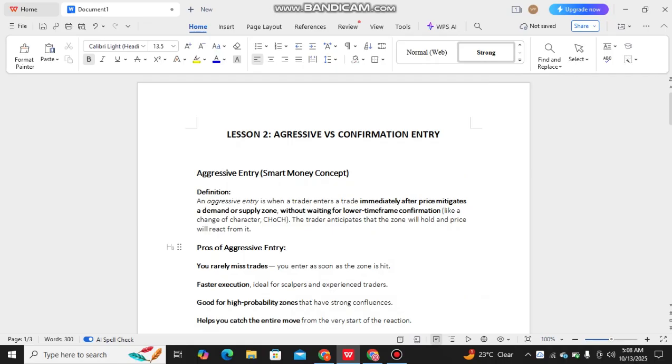So what is an aggressive entry? An aggressive entry simply is when a trader enters a trade immediately after price mitigates a demand or supply zone, without waiting for a lower time frame confirmation like a change of character or a break of structure showing intent of price moving in a direction. The trader anticipates that the zone will hold and price will react from it.